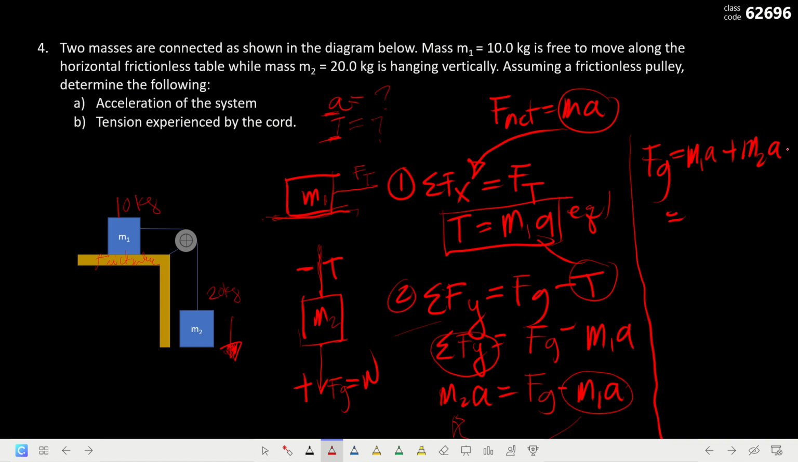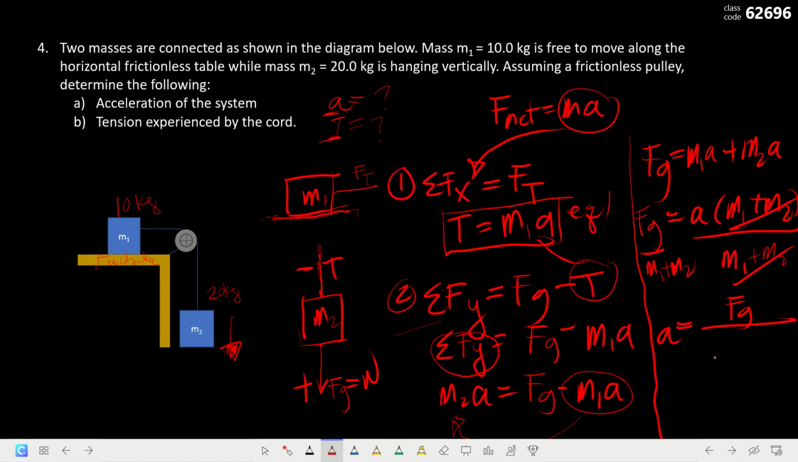By distributive property of multiplication, we can simplify this. Ilalabas natin si A. So, A times mass 1 plus A times mass 2. To isolate our acceleration, divide both sides by our mass 1 plus mass 2. Therefore, our acceleration is equal to the force due to gravity divided by our mass 1 plus mass number 2. So, we have now our second equation.